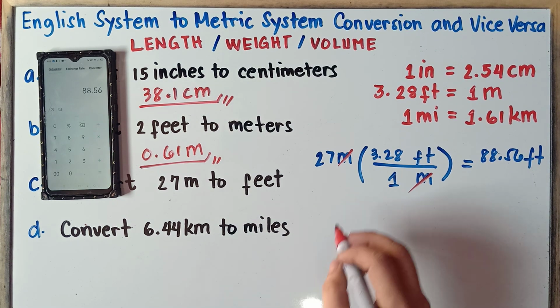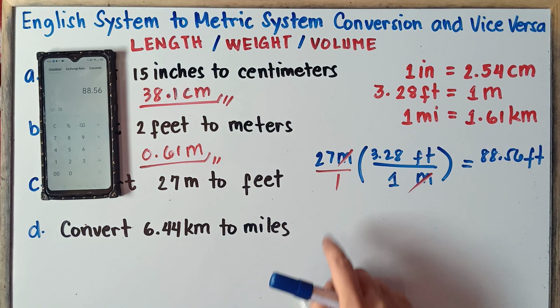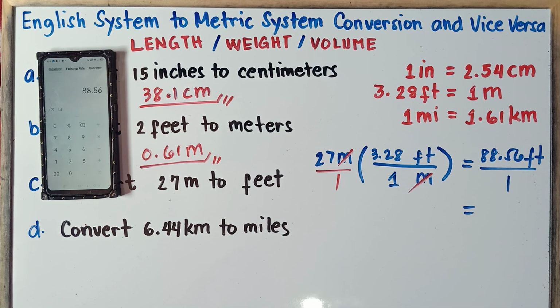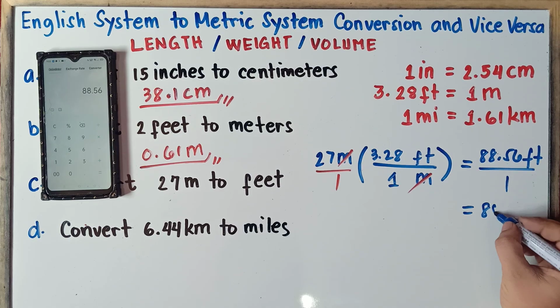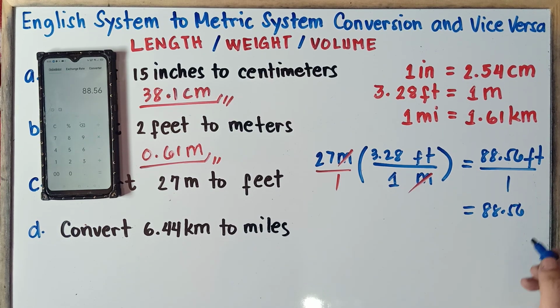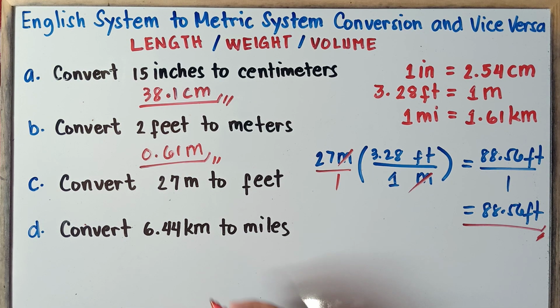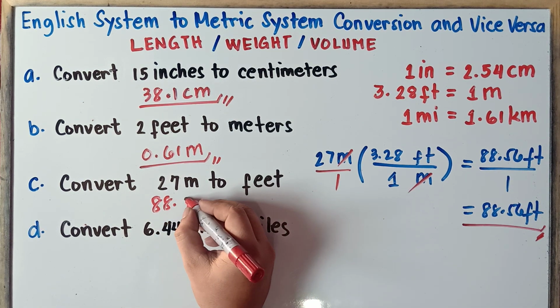And then we can put over 1 here for our given. 1 times 1, that is 1. And then 88.56 divided by 1, the answer is 88.56. And do not forget the units, feet. That's it, class. All set. That's the answer for letter C. 88.56 feet.